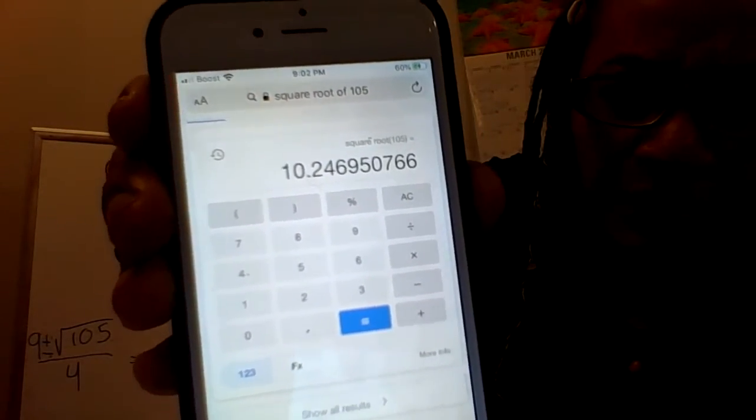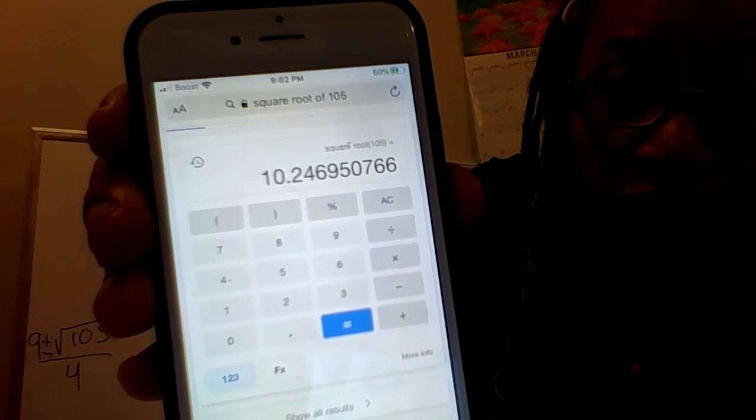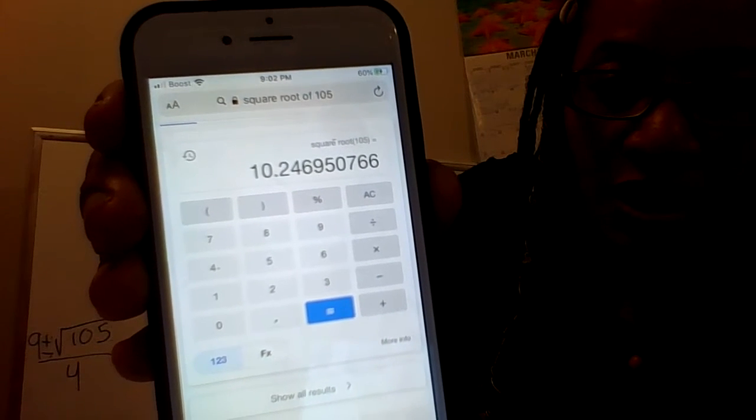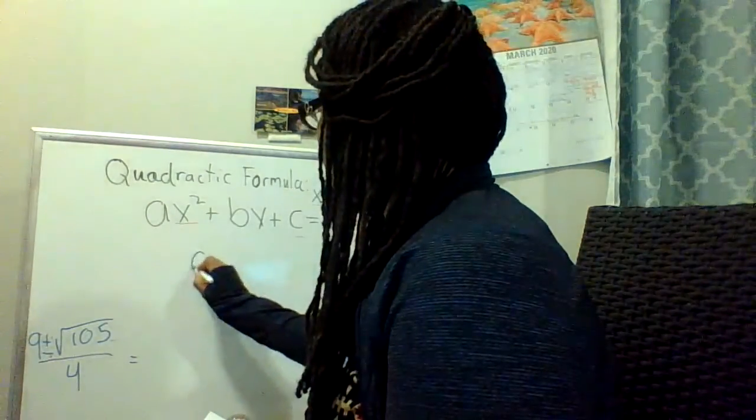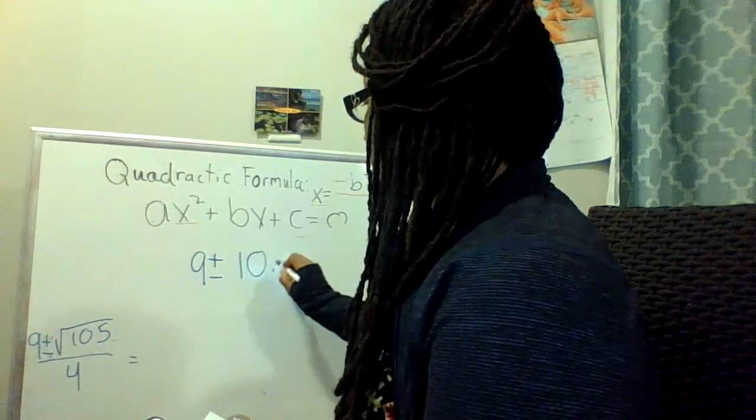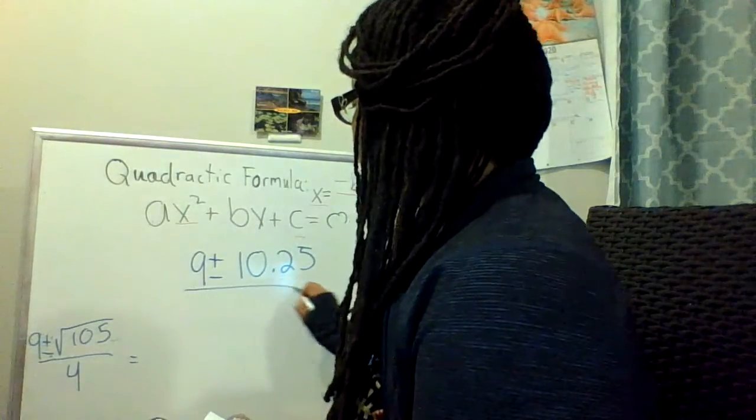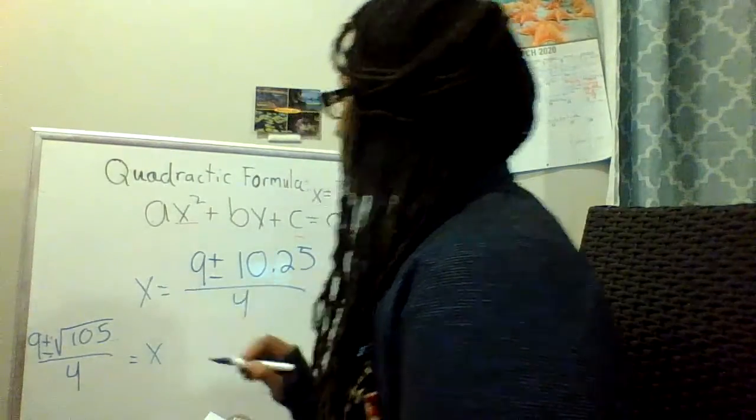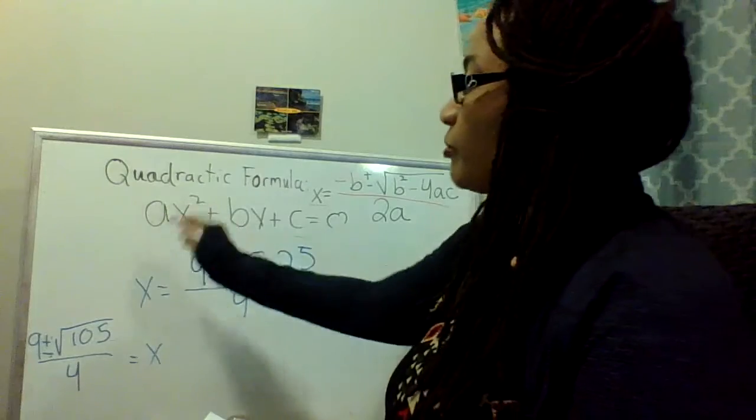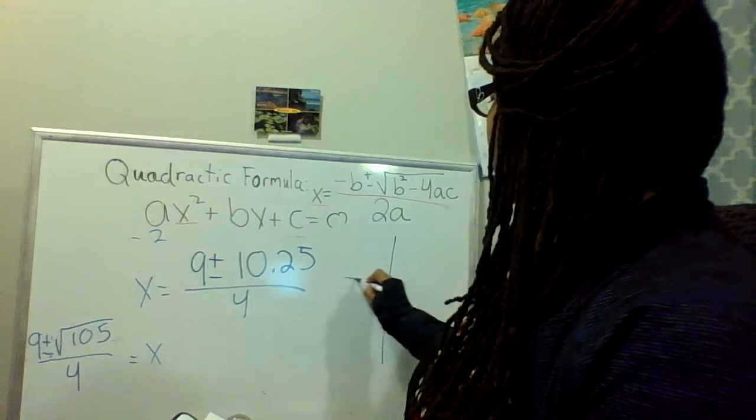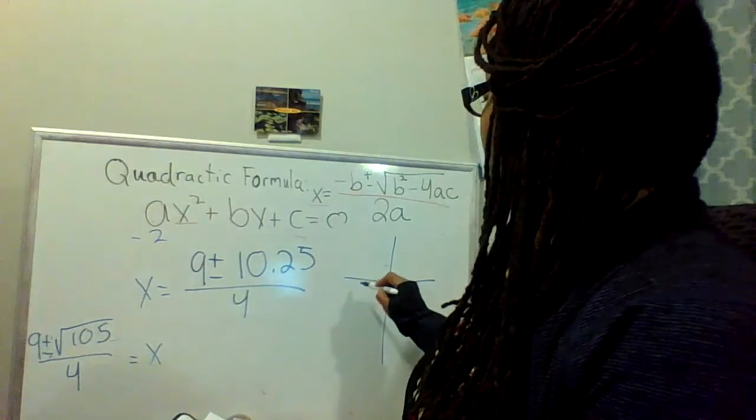Square root of 105, if you type it in there like that, what do you get? 10.24. We're going to just round up to the nearest 100th. So we're going to put 10.25. Okay? So it's going to be 9 plus or minus 10.25 divided by 4. And we're still dealing with what x equals. Okay? 2 answers for x, because if it's a parabola, remember that parabola had a -2.